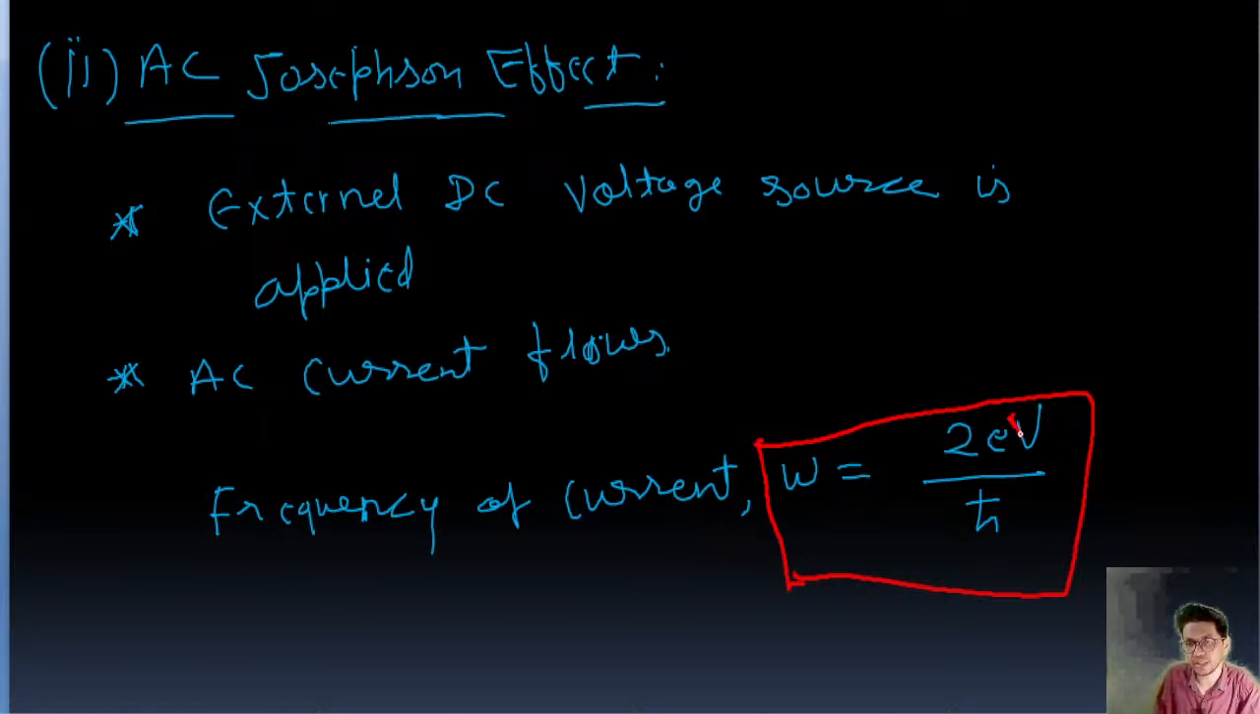Where V is the external voltage which we have applied, and e is the charge of the electron. This is a very important formula you should note down, because a question was asked using this formula in the CSIR examination. I have solved that question as well in this paper series which I'm solving. This is the important result, guys, for the AC Josephson effect.